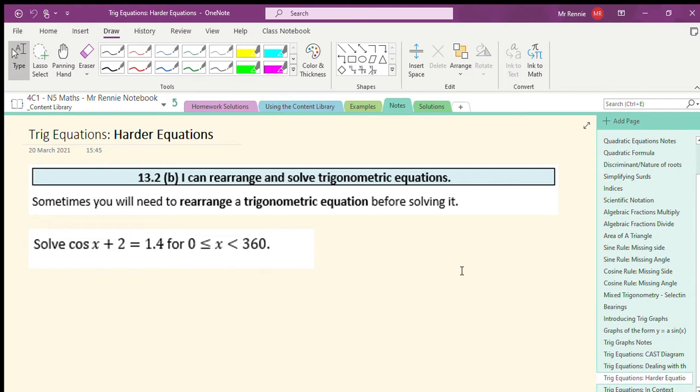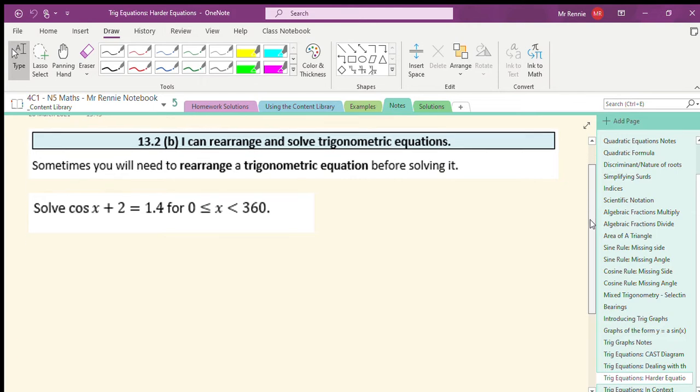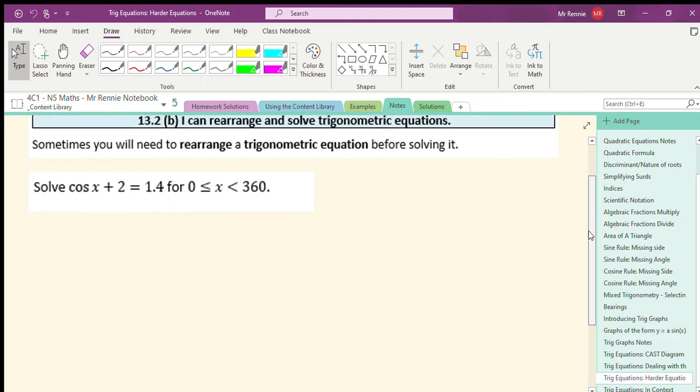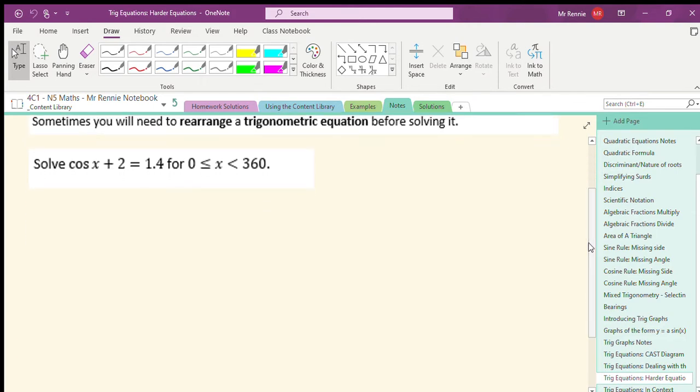Okay, so this is the first question in your notes, so I'm going to ask you to make sure you're copying this down as we're doing it. We need to solve when cos of x plus 2 equals 1.4. So I need to end up with cos x equals, that's my aim. I can't do my CAST diagram until I get cos x equals. I've got cos x plus 2 equals 1.4, so I need to get rid of this plus 2.